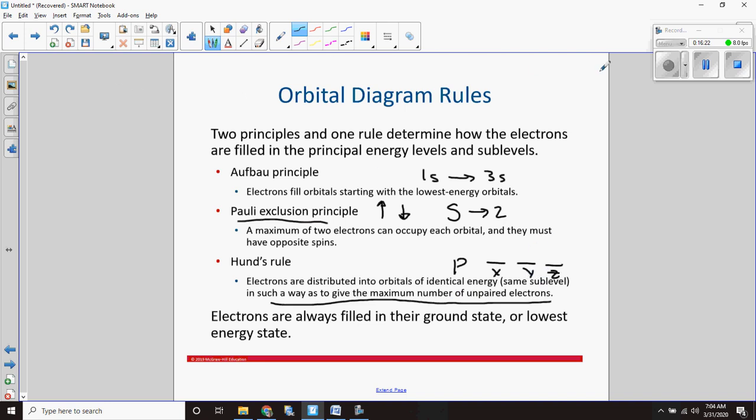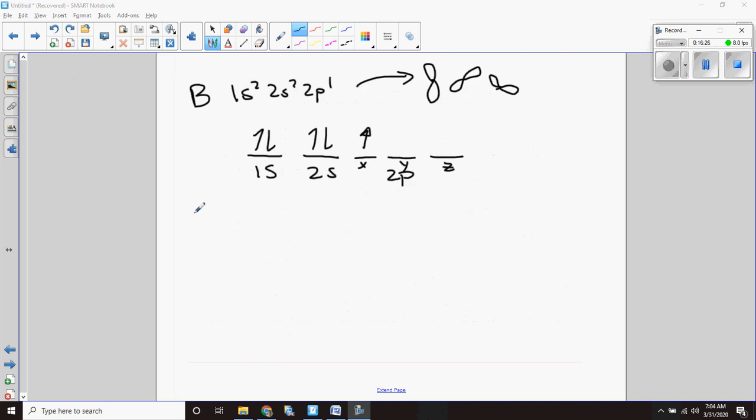Okay, so here's what that means. Let's go back to our discussion. So here we are. Here's what we're talking about. We want to talk about what Hund's rule says.